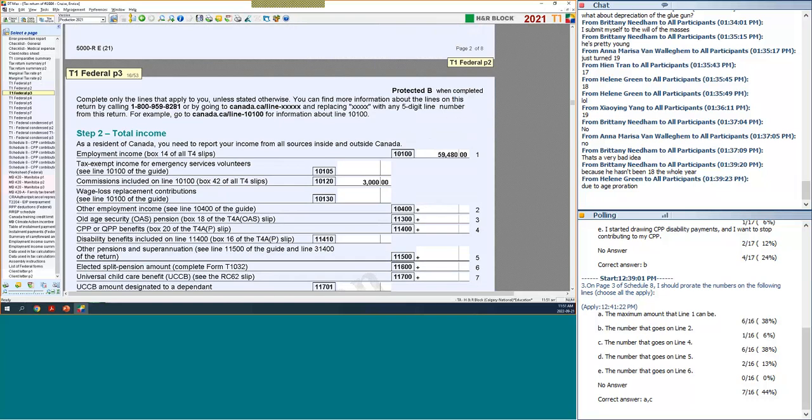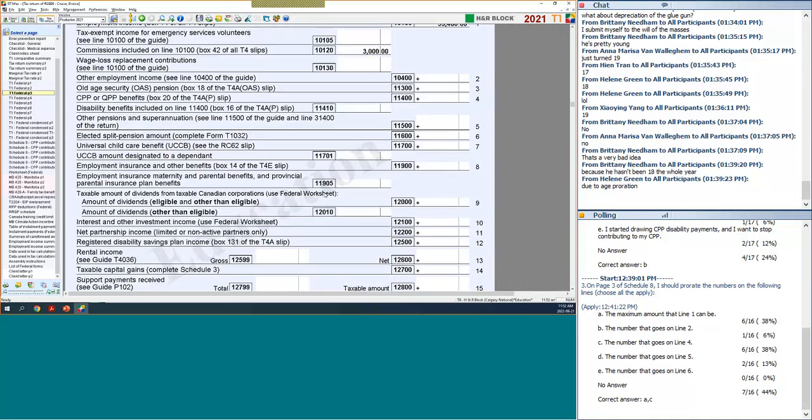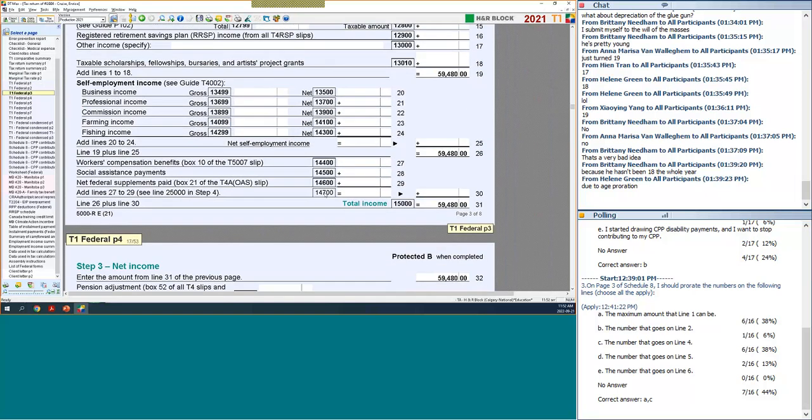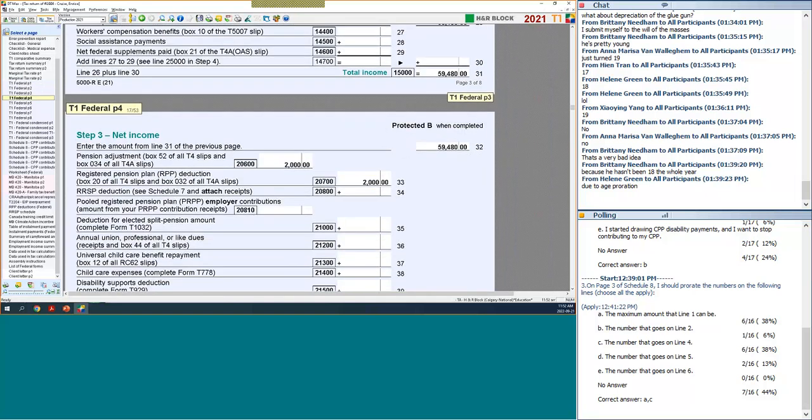The first number I want to make sure you all got right is the employment income. If I give him the credit, which I'm going to do, I have to add both T4s together plus the box 87. So that should give you $59,480. And I want to make sure I've reported the commissions. There it is. And that's it for his income, $59,480, and we are done that page.